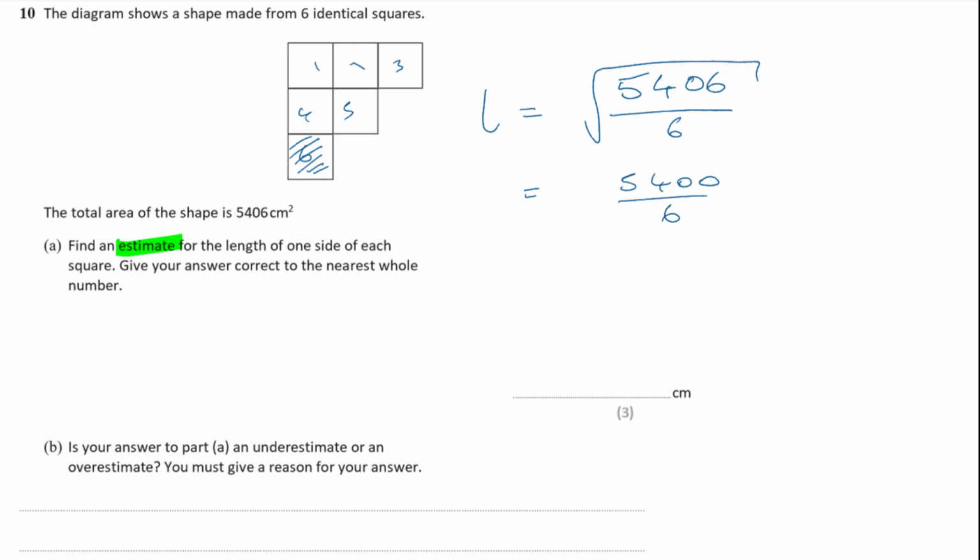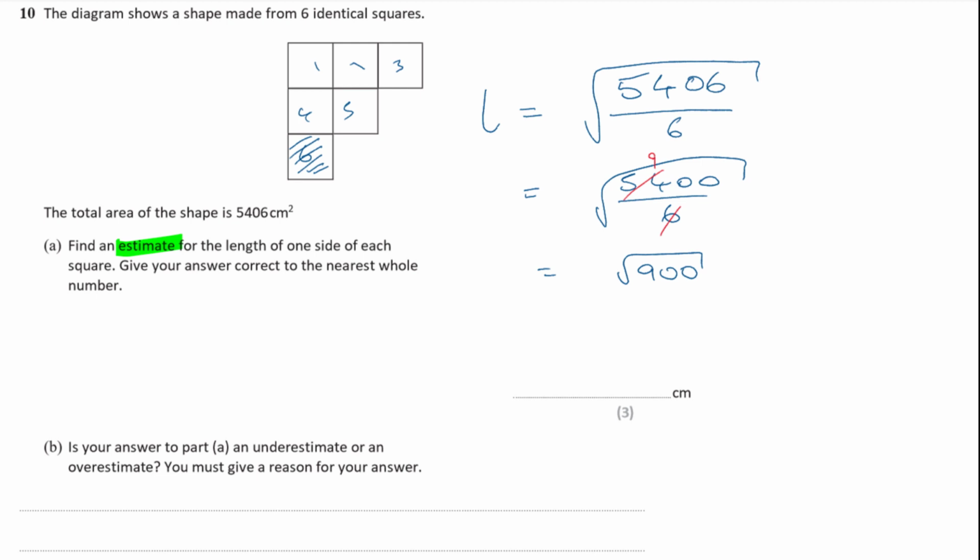So 5,400 divided by 6. Now, the reason for that is 6 goes into 54, doesn't it? 54 is in the 6 times table. So then I can cancel easily that 6 into the 54. 6 goes into 54 9 times, doesn't it? Okay, so that's going to give me 900 square rooted. So what's 900 square rooted?